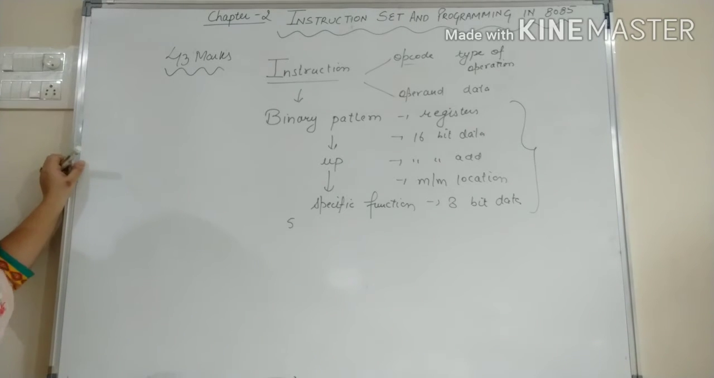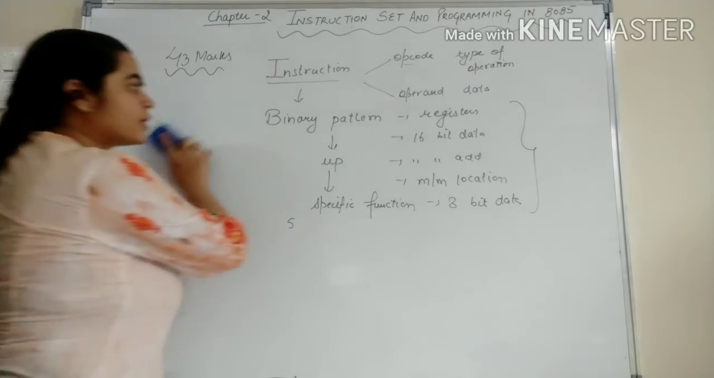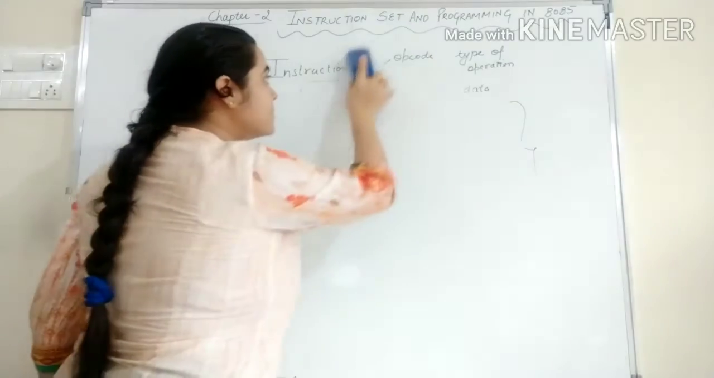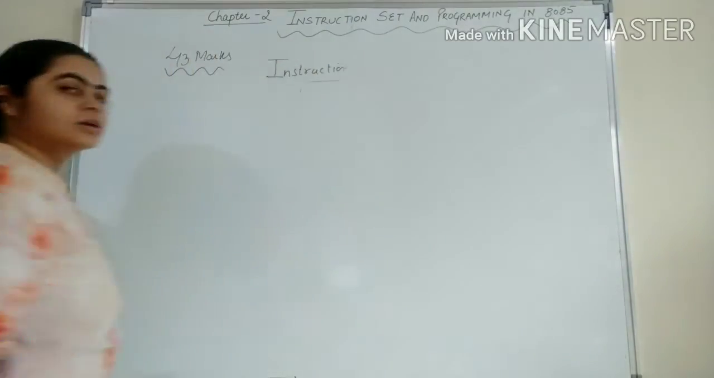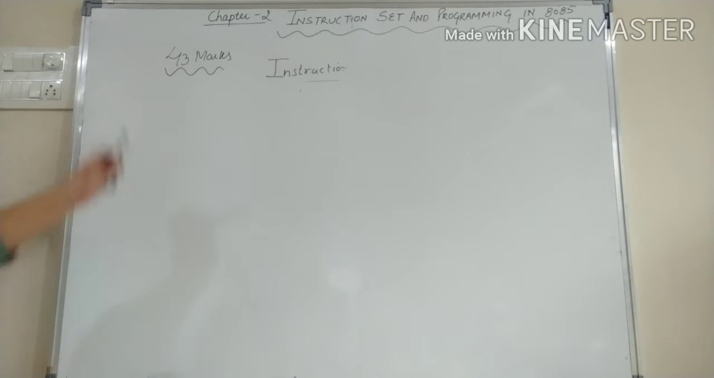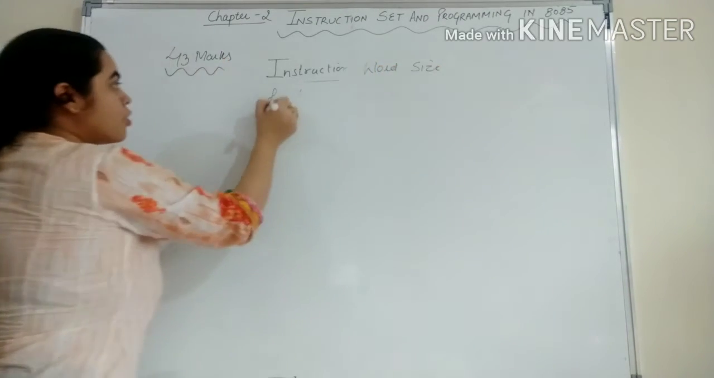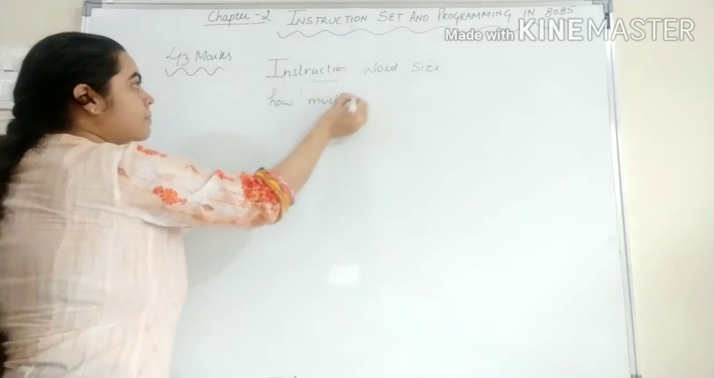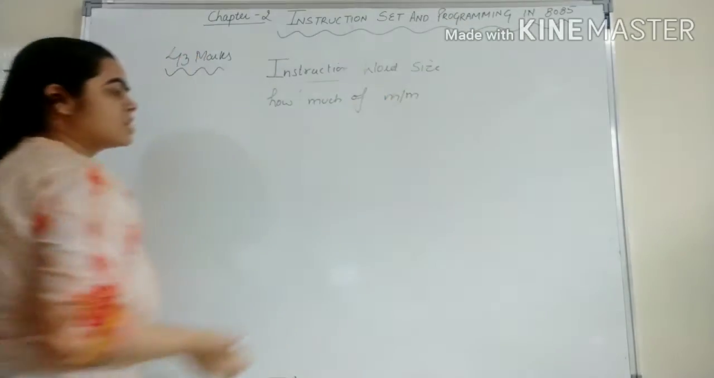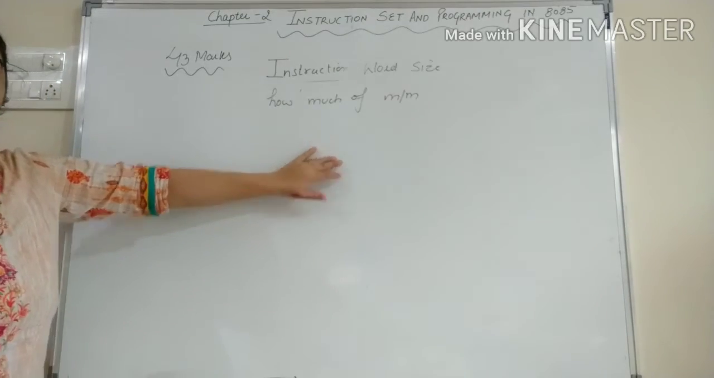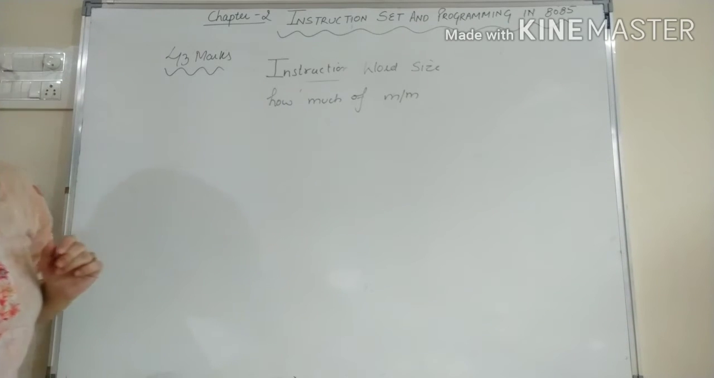Now we can see the next topic, that is the instruction word size. Now students, what is instruction word size? Instruction word size means the memory that is occupied by an instruction to be fed inside the memory location. Okay, that is known as the instruction word size. It means how much memory is occupied by each and every instruction so that it can be fed into the memory of 8085.